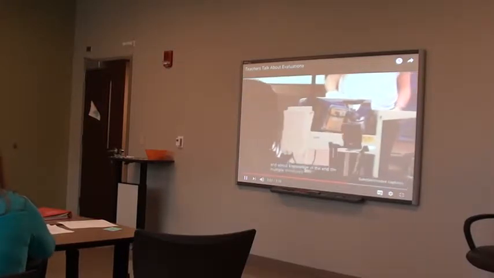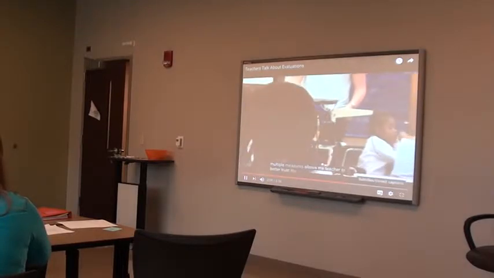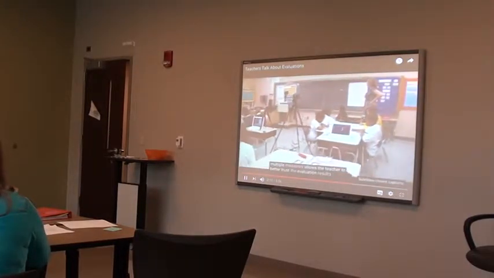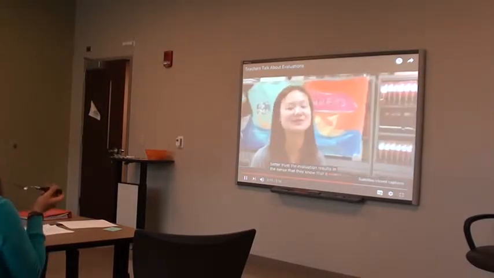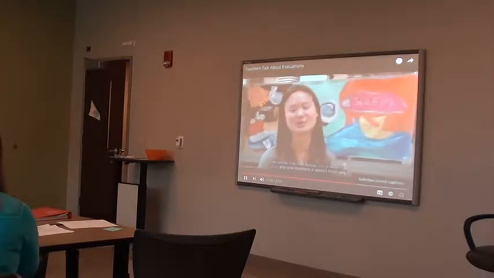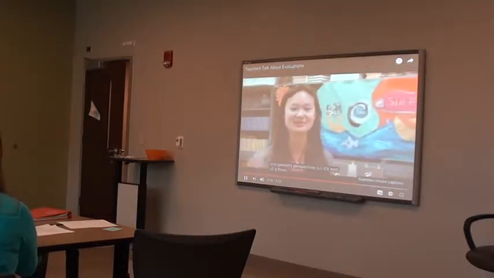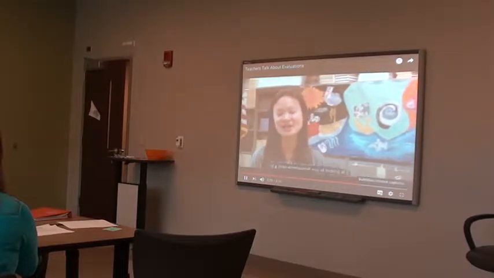In the end, the multiple measures allows the teacher to better trust the evaluation results, in the sense that they know that it wasn't from any one moment, it wasn't from any one person's perspective, but it's sort of a three-dimensional way of looking at the teacher's classroom.